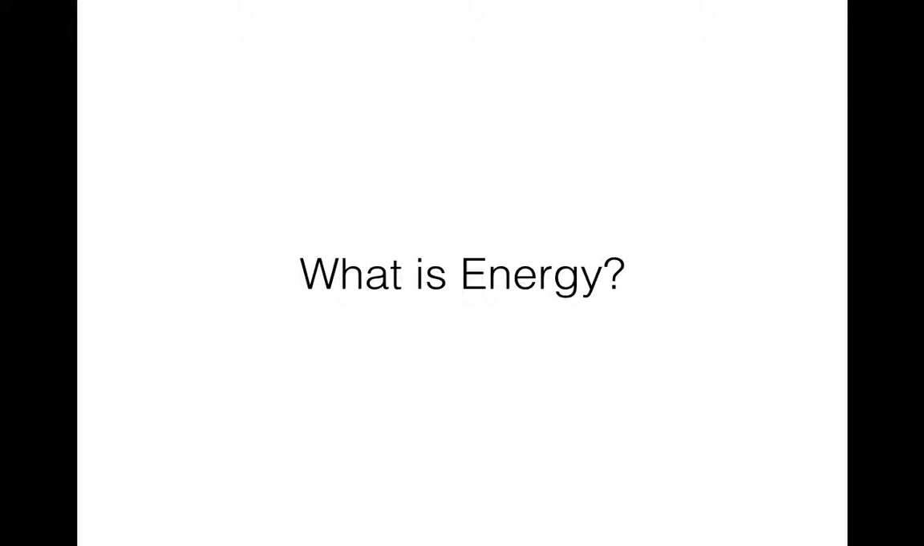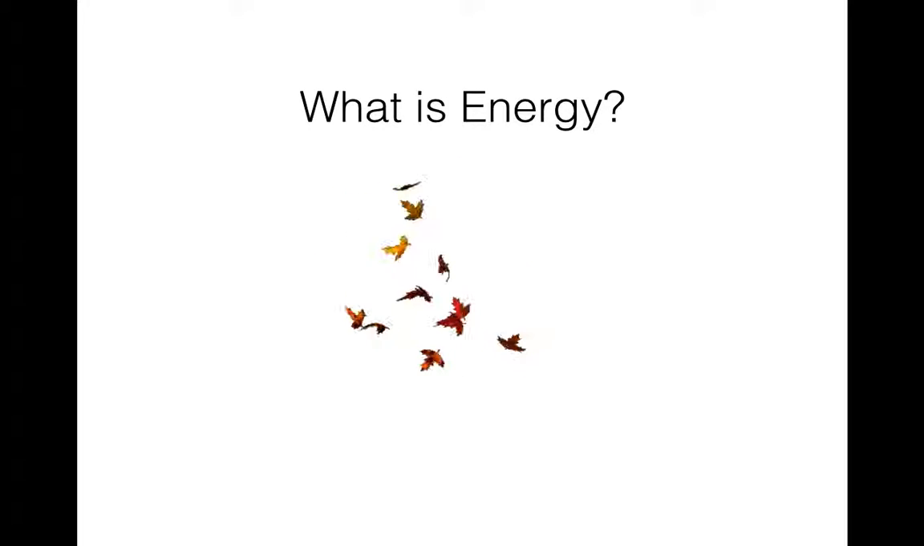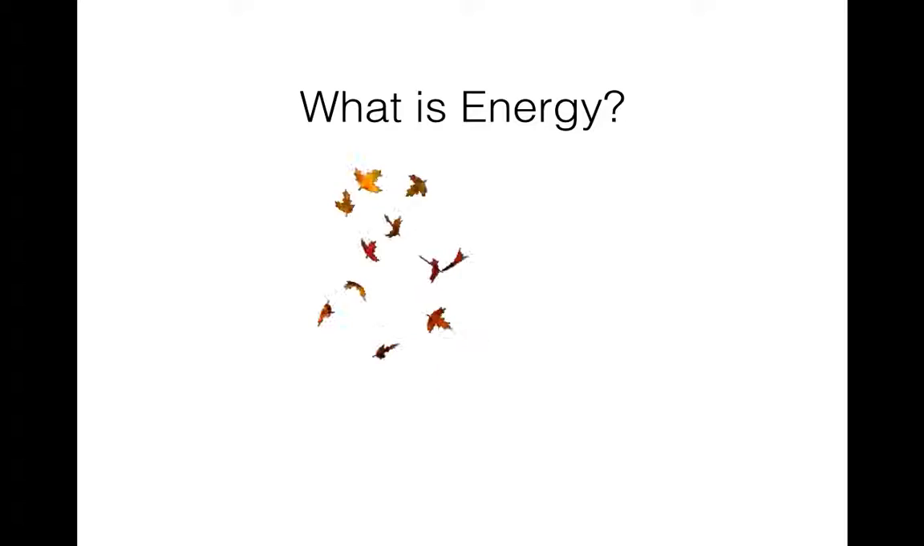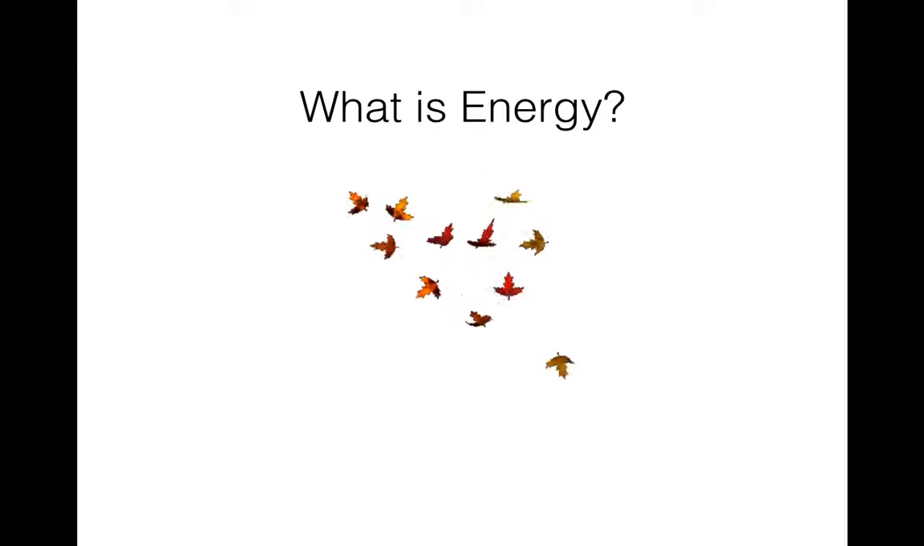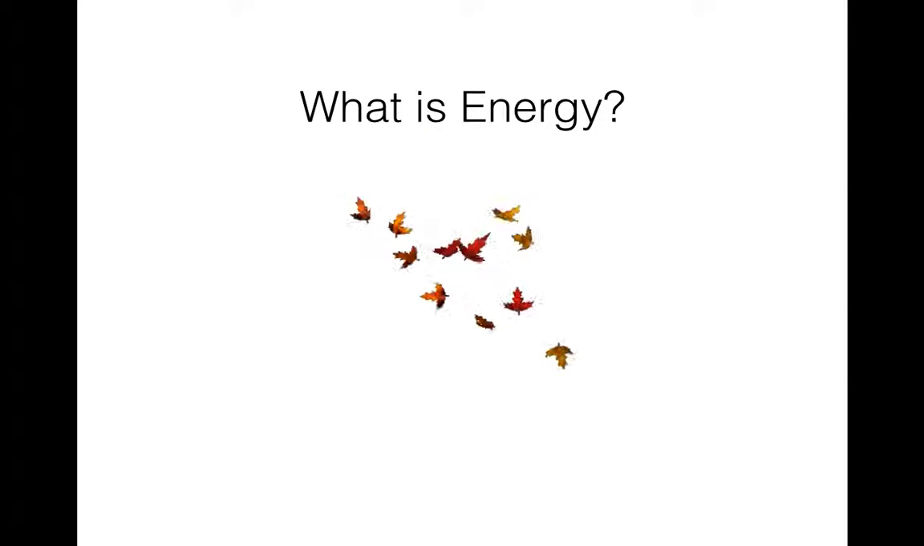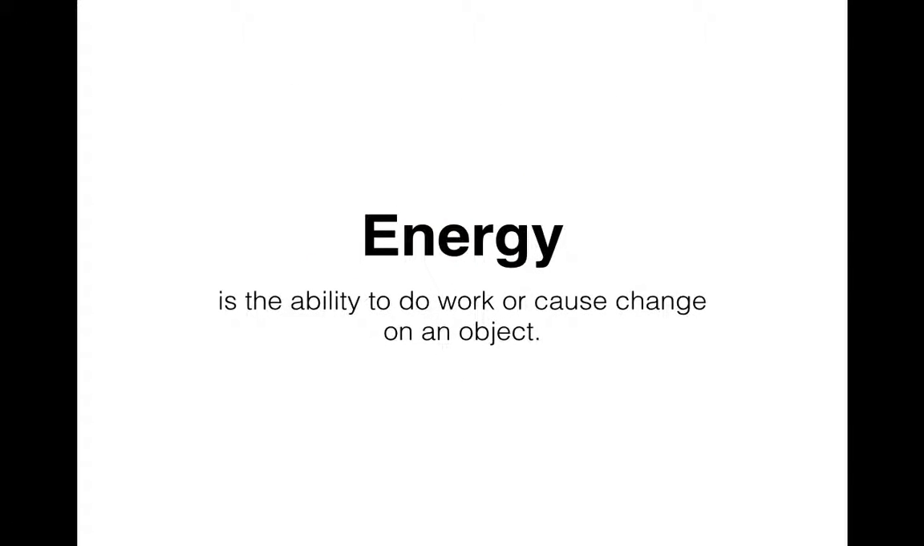What is energy? Right now we're in the fall season, and you notice that the leaves have fallen from the trees and they're on the ground. They don't stay in one place the entire time. What they do is they move around. That's because the leaves are being blown about by wind, and wind is a type of energy, because wind causes the leaves to change their position. And also, there's some work involved. And so we can conclude that energy is the ability to do work or cause change on an object.